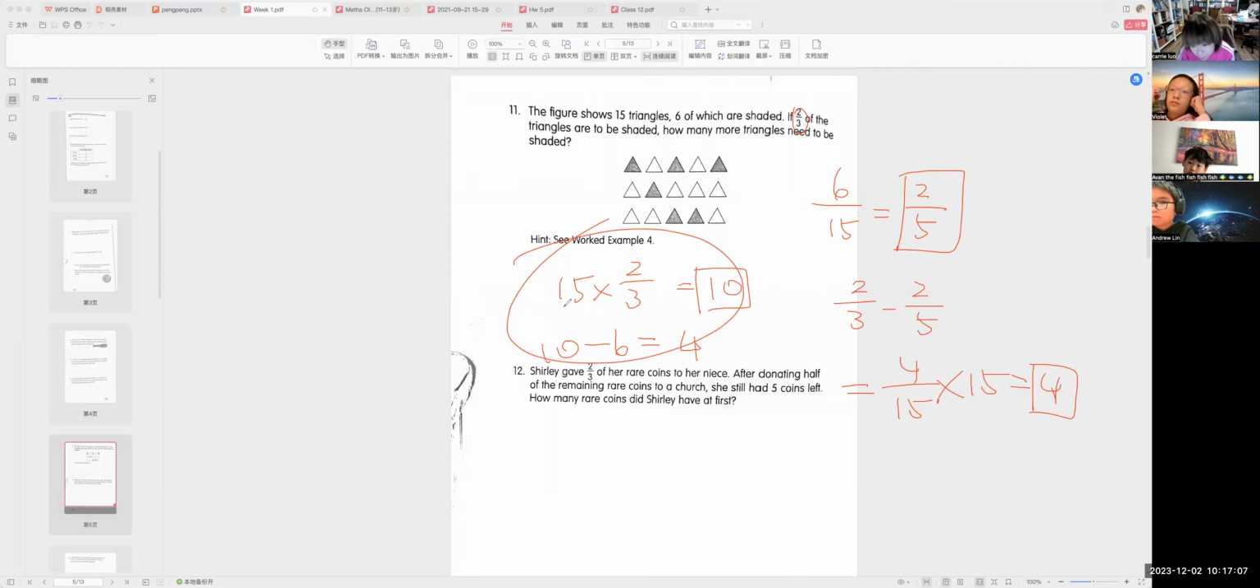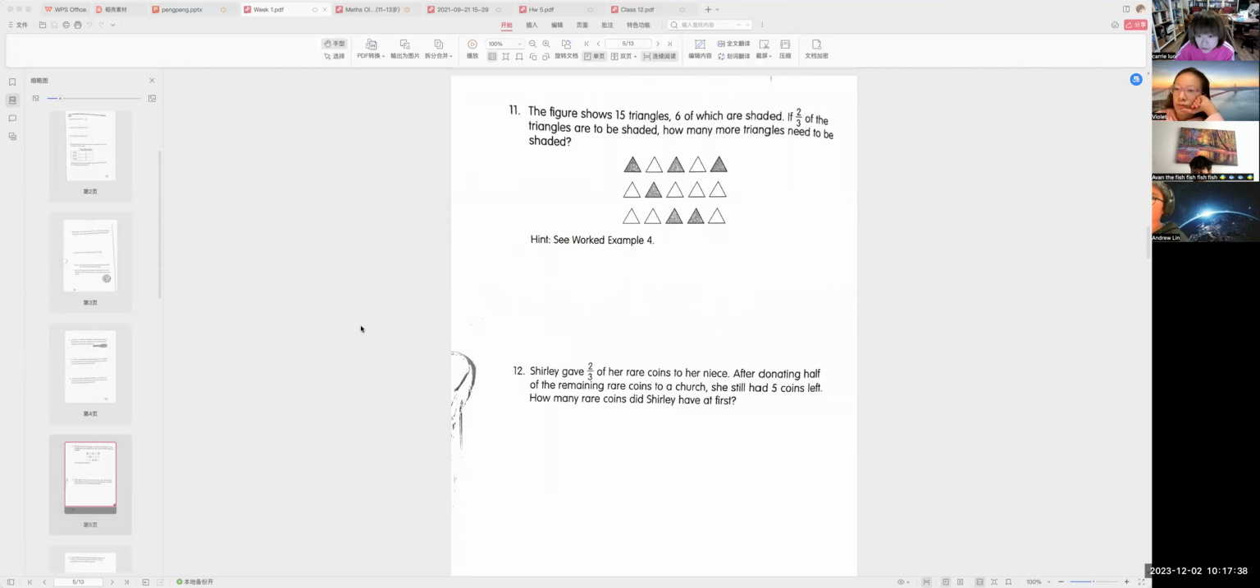Shirley gave 2/3 of her rare coins to her niece. After donating half of the remaining rare coins to the church, she still had 5 coins left. Okay, so 2/3 has already been given to the niece. So how much of it has been left? 1/3, right? So what is half of 1/3? 1/6. So if 1/6 of the coins equals 5, so the total equals what? 30 in total. Get it, boys and girls?